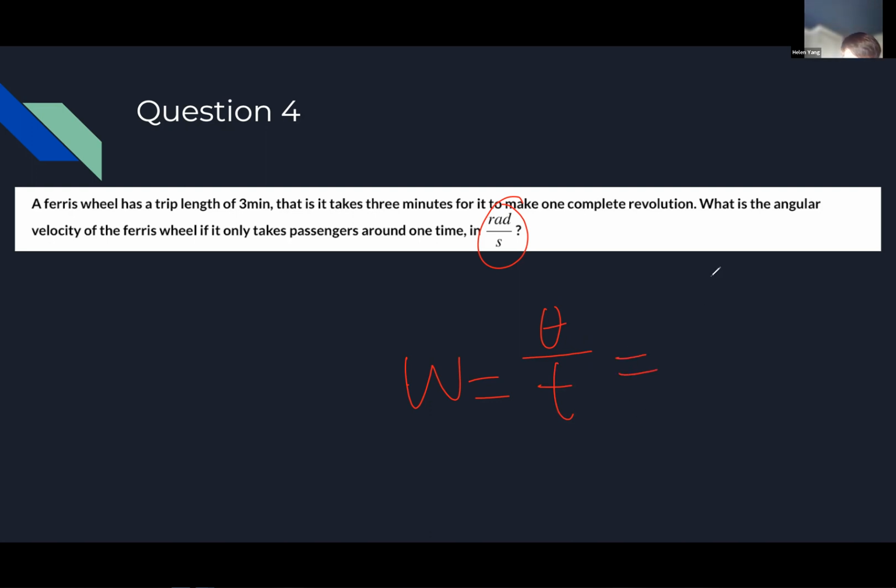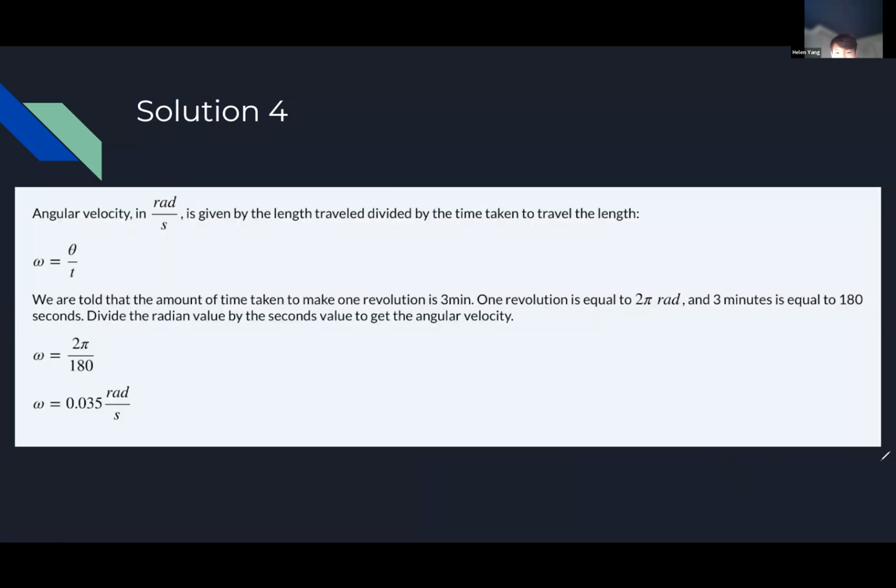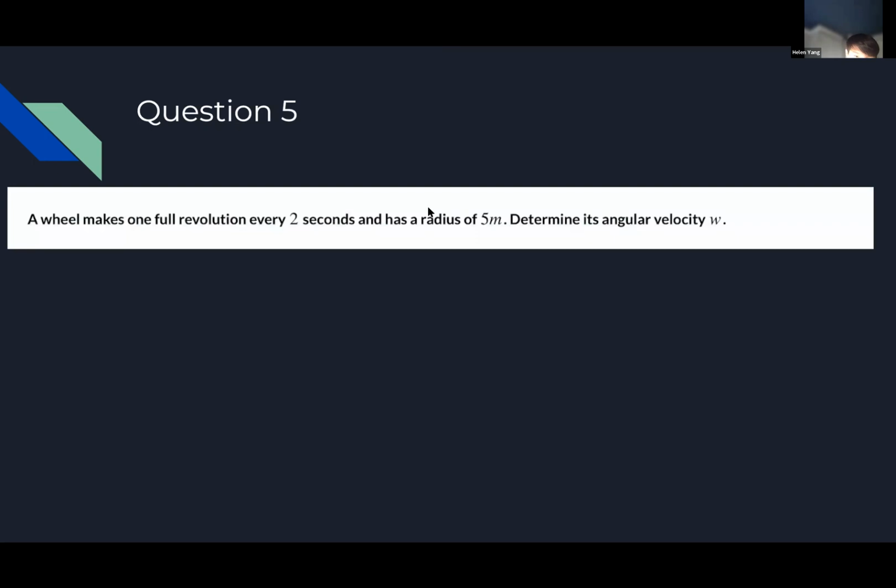One revolution is just 2 pi divided by 3 minutes, which is 180 seconds. That is equal to 0.035 radians per second. So here's the answer. And this is question 5.